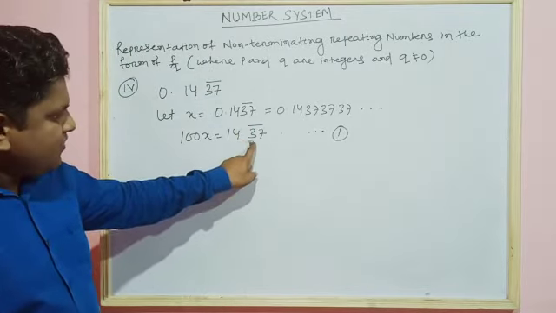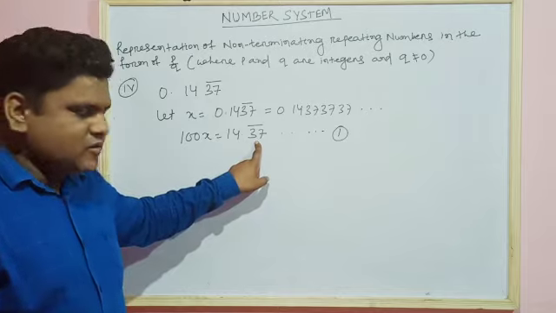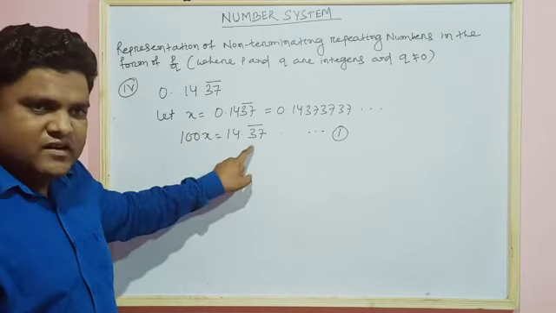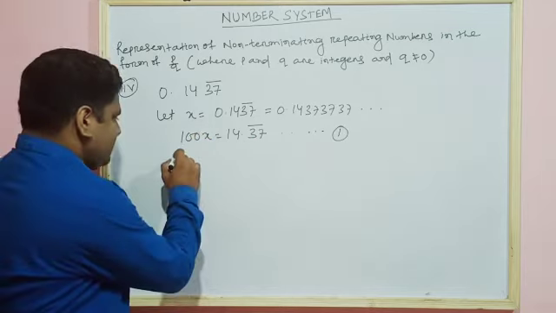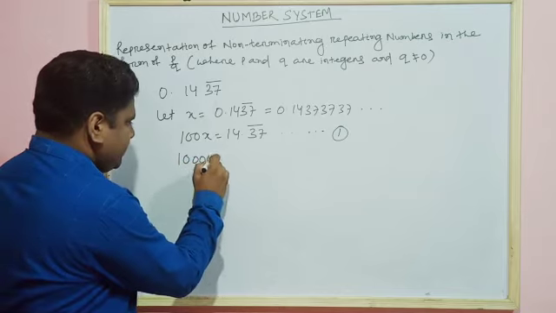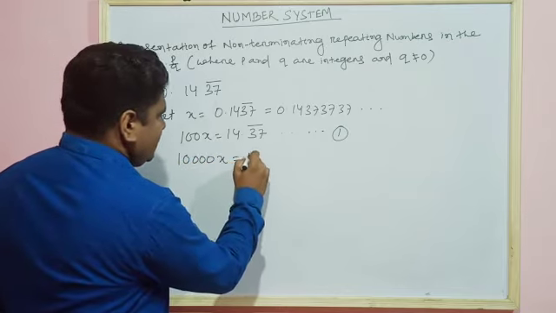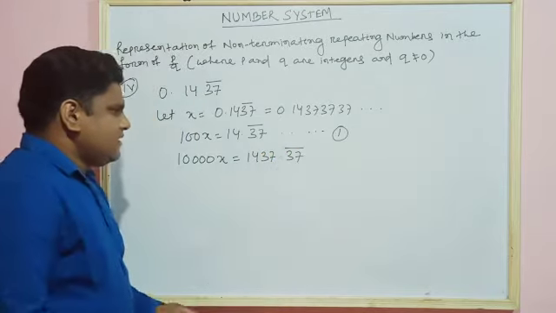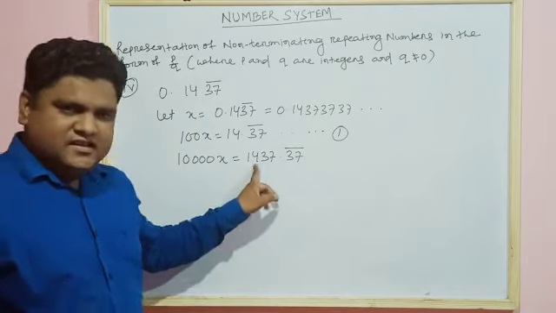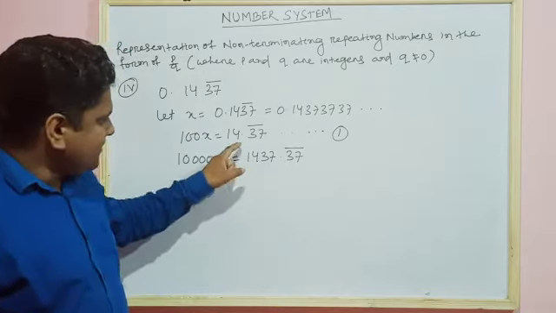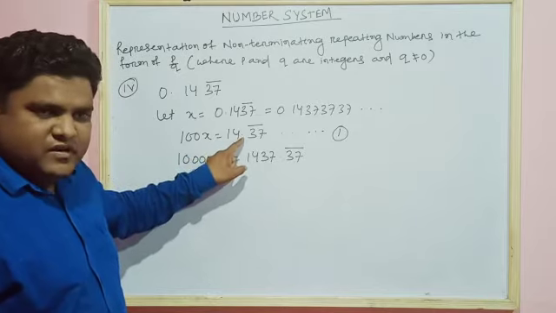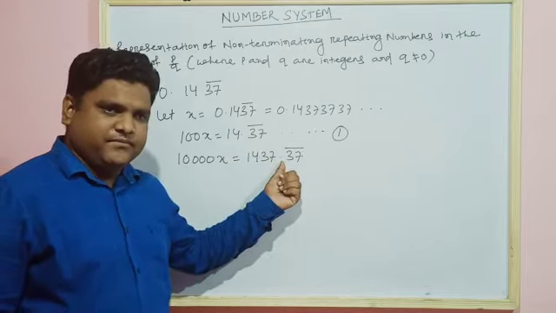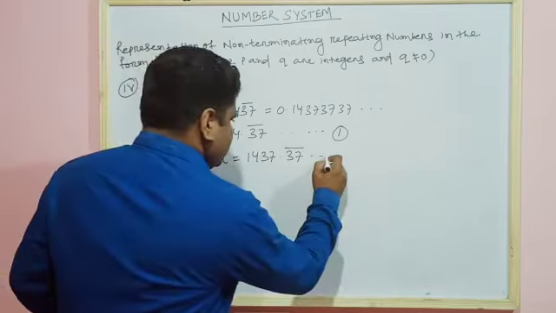After the decimal, now on 2 digits bar is present. So we have to multiply with 100 this equation on LHS and on RHS. So 100 into 100 is 10,000x equal to 1437.37 bar. How is it like this? Because when we multiply with 100 in a number, the decimal will move forward 2 places, so bar will be present here. Let it be equation 2.